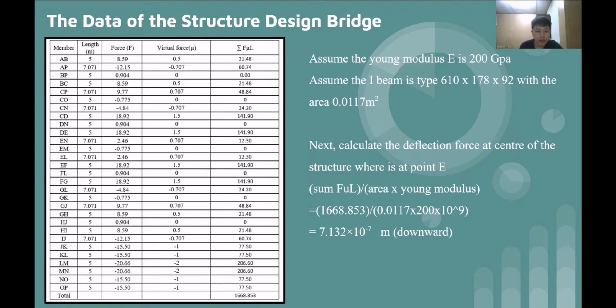This table shows the member length, force, virtual force, and sum of FUL, which is length times force times virtual force. After the calculations, we use the formula total of FUL divided by AE. A is the I-beam area, which is 0.0117 m squared, and E is the I-beam modulus, which is 200 GPa. After we use the formula, we find the answer of 7.132 times 10 to the power of -7 m, which is a downward deflection.